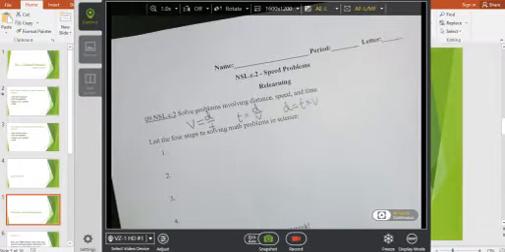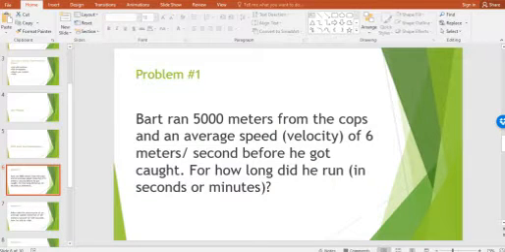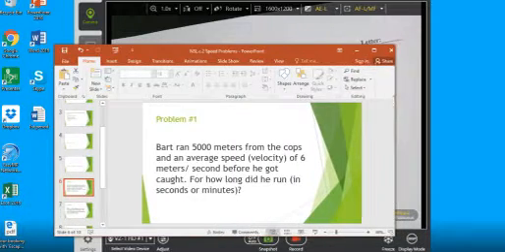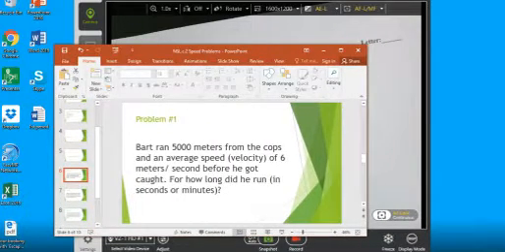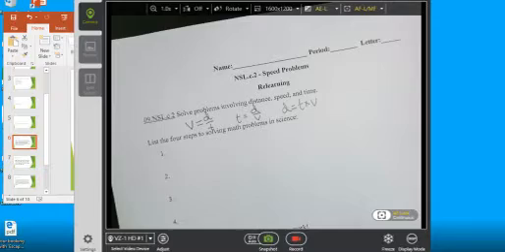All right, let's look at our first practice problem. Bart ran 5,000 meters from the cops at an average speed of velocity of 6 meters per second before he got caught. How long did he run? Let's do this in seconds, even though it says meters, minutes. So I'm going to switch here.